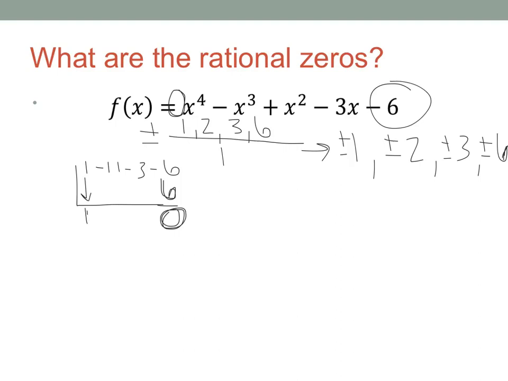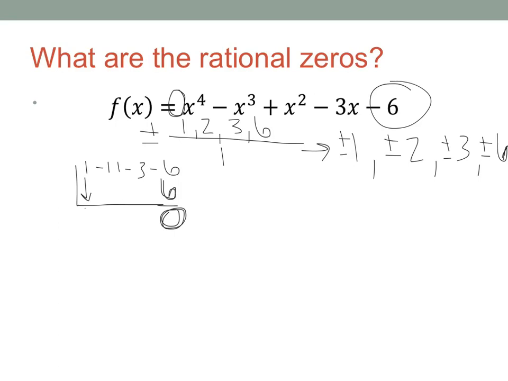Let's test 1. 1 times 1 is 1. I get 0. 1 times 0 is 0. 1 plus 0 is 1. 1 times 1 is 1. And then I'm going to get -2, and I don't get 6. So all I do is erase, and I'm going to try something else.